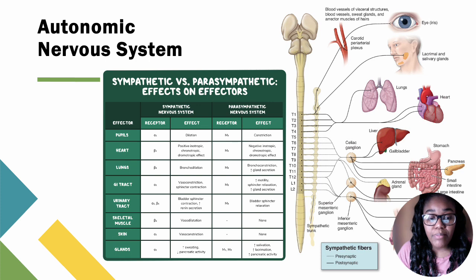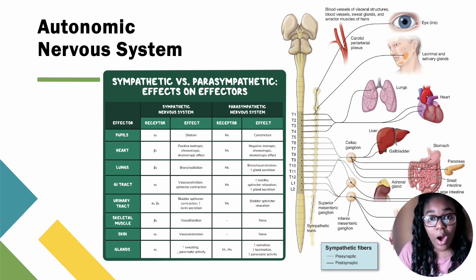You should see pupil constriction. You should see the heart slowing down. So that's shown as negative inotropic effects, negative chronotropic effects, and negative dromotropic effects. As a reminder, inotropic is the force of contraction in the heart. So when we have a negative response to that, that essentially means that force is slowed down and not as strong anymore.